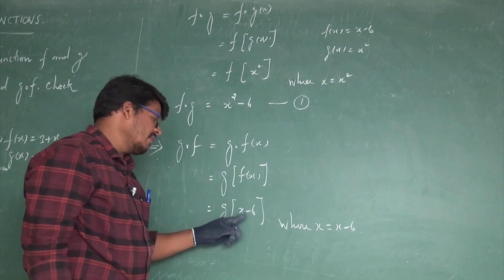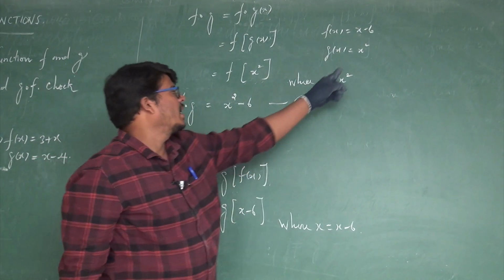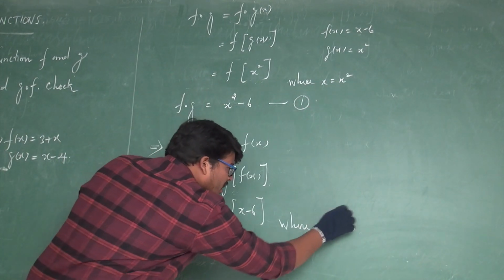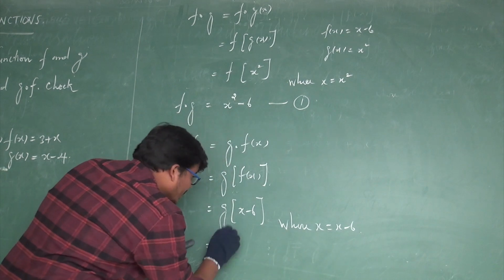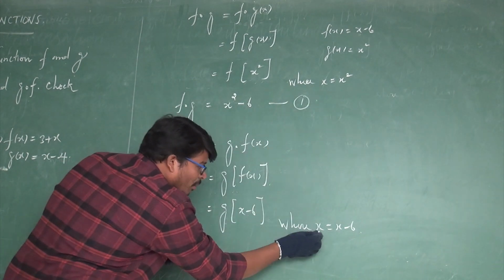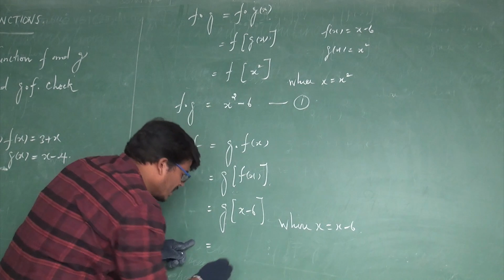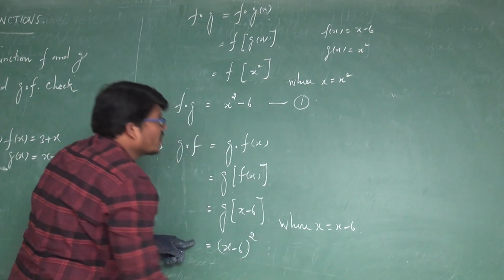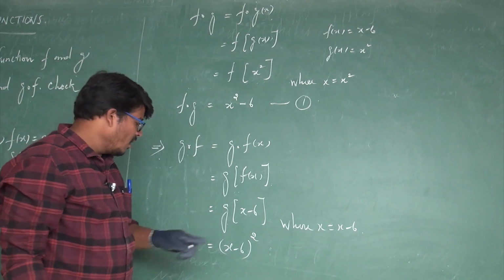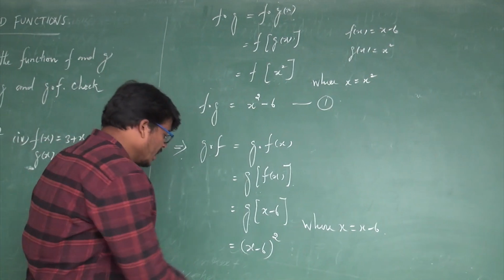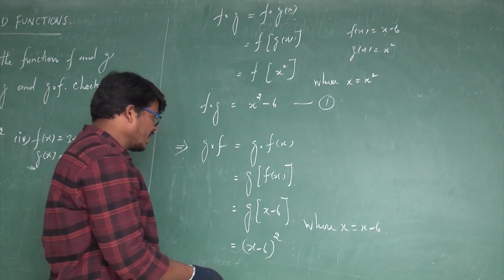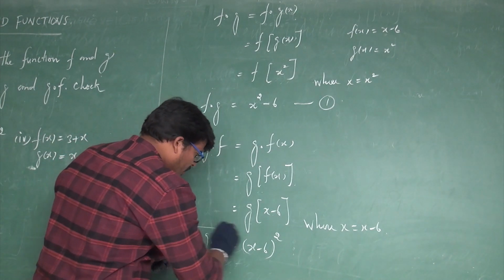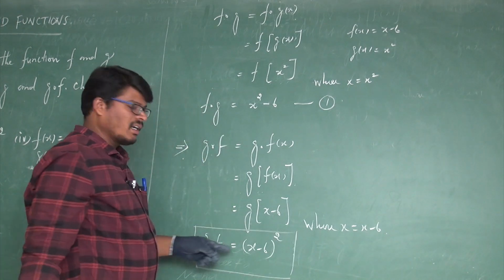Now substitute in g of x. Here g of x is x square, where x is replaced by x minus 6. That is x square becomes x minus 6 whole square. Now expand this value: x minus 6 whole square is the a minus b whole square expansion. That is g dot f, equation number 2.